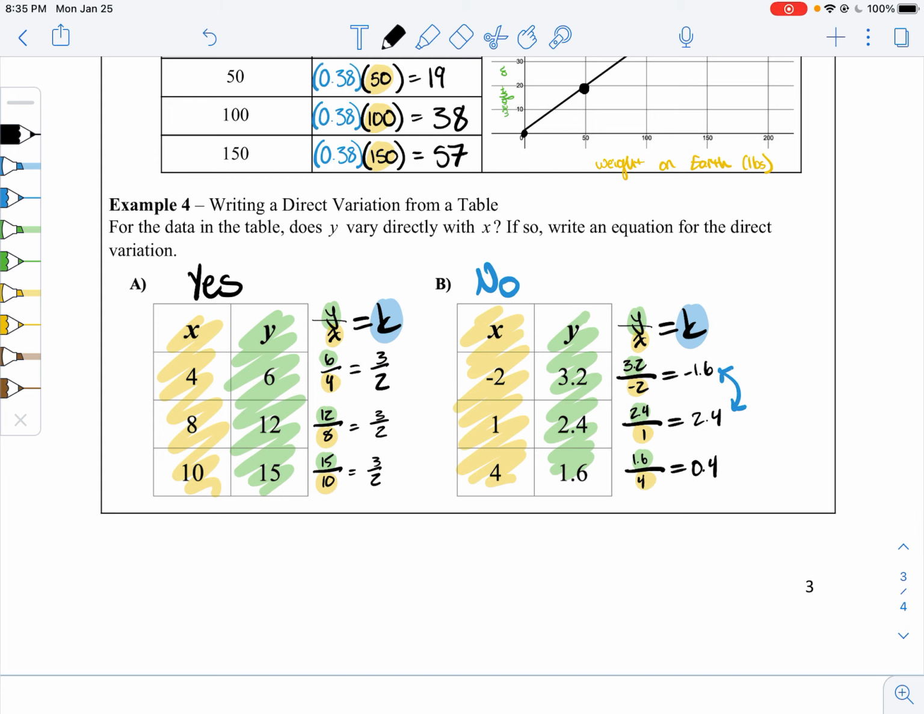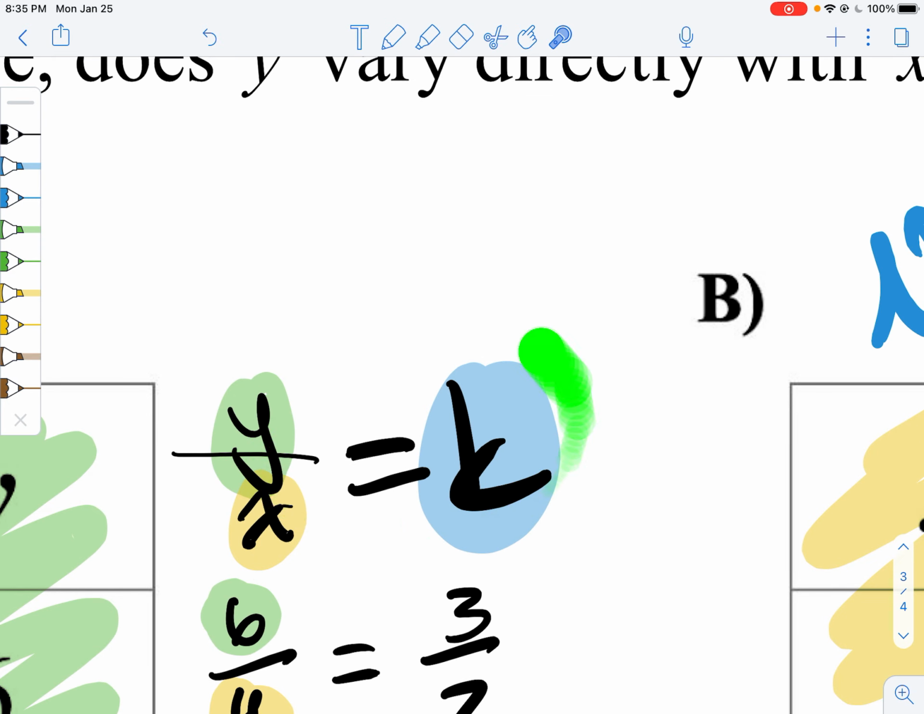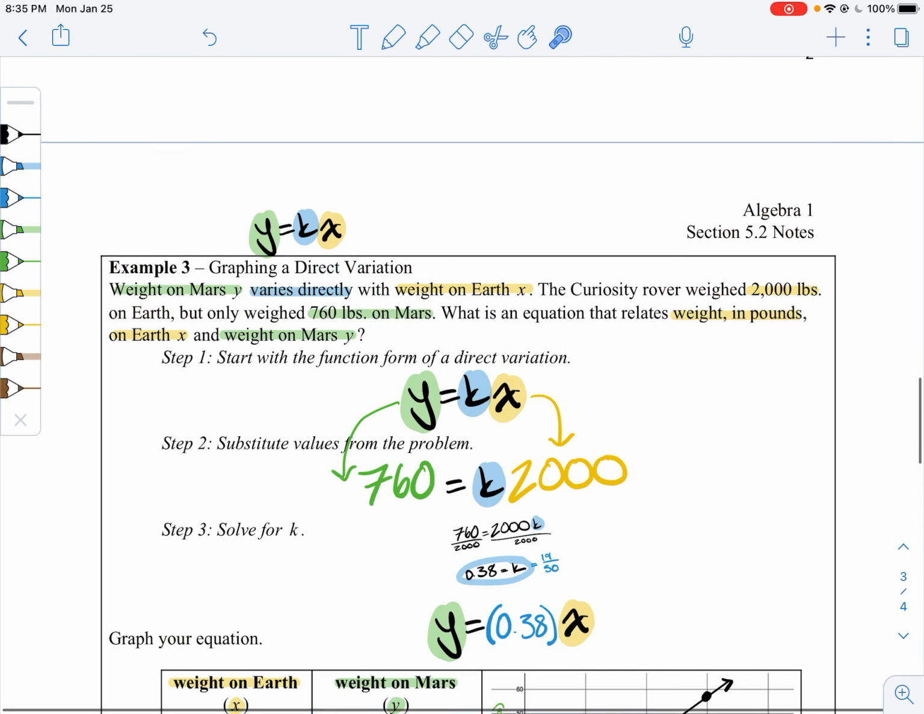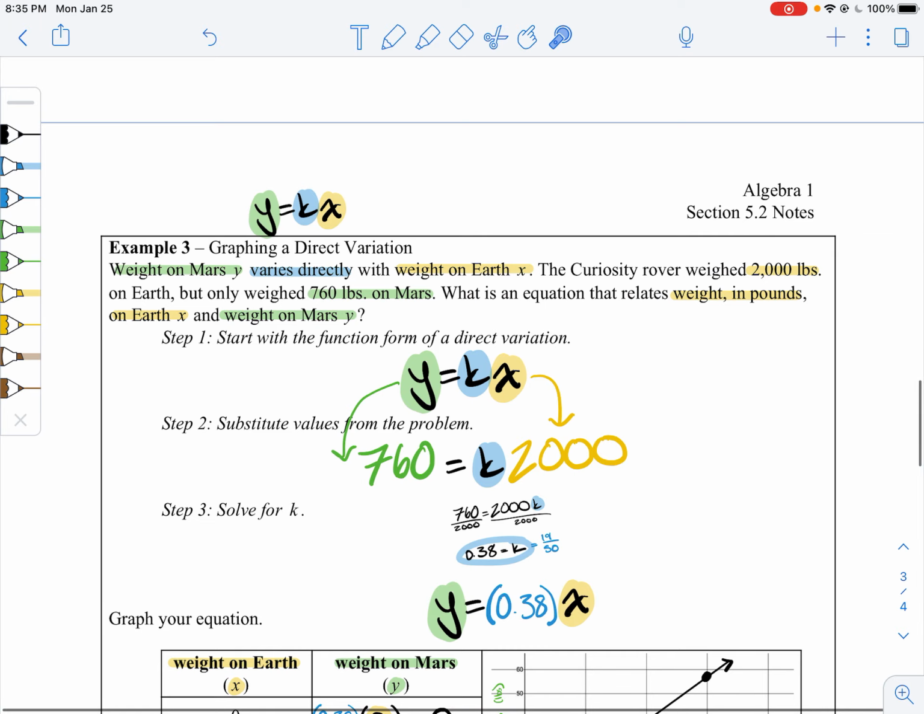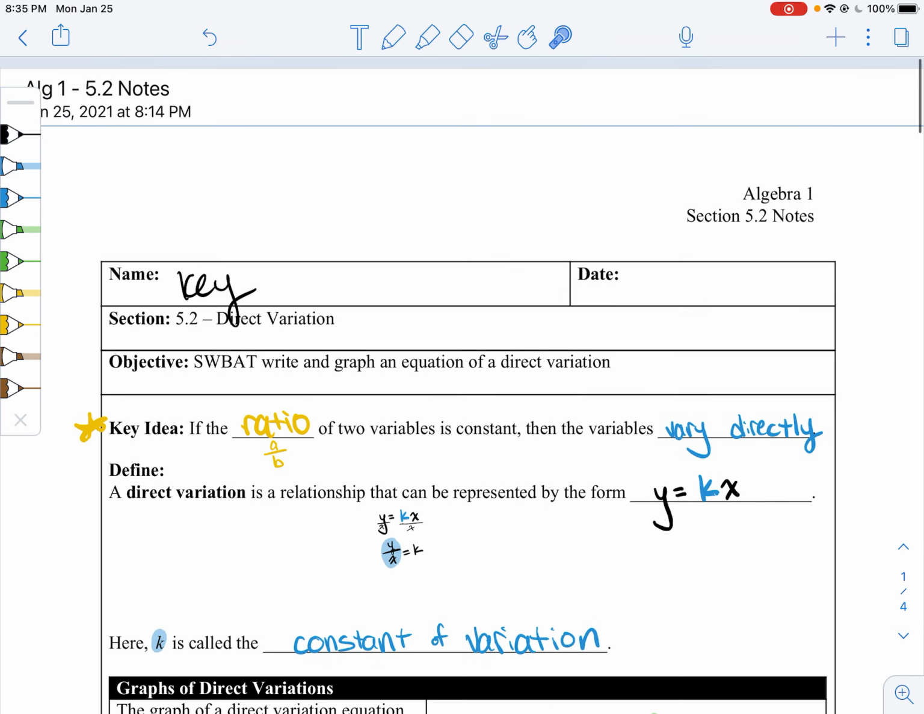So there are 2 ways to determine if something is a direct variation. 1, you say, hey, does it fit this equation? Or 2, does it fit this equation? Because they are the same thing. Okay, yeah. Hey, that's a direct variation.